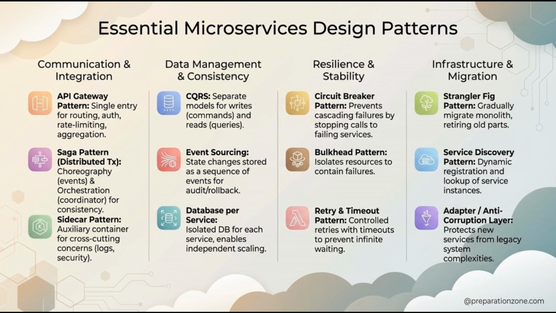Then strangler tree, evolving from monolithic to microservices. This is my favorite migration pattern. You don't rewrite the entire monolith in one shot. You peel off features into microservices one by one, and slowly the monolith shrinks until it disappears.